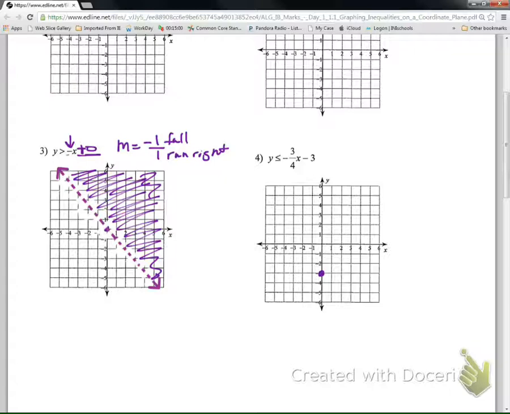If I count down 3 because it's negative, by the way, if you ever see a negative off to the side of your slope, remember that negative always is associated to your numerator, never to your denominator. So we'd have to go down 3 and run right 4. It's right there. Connect the dots.